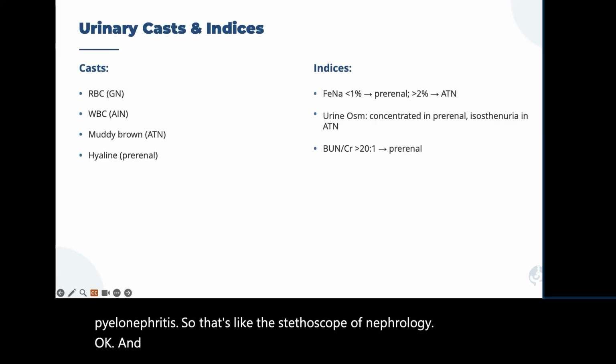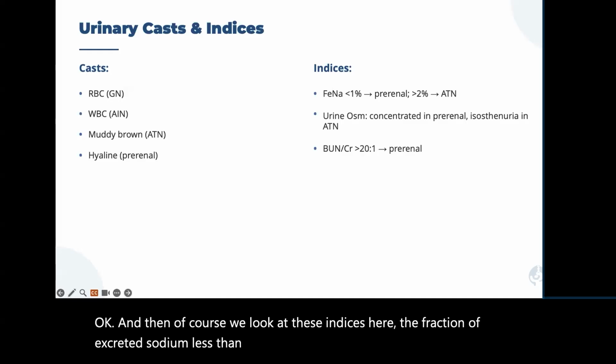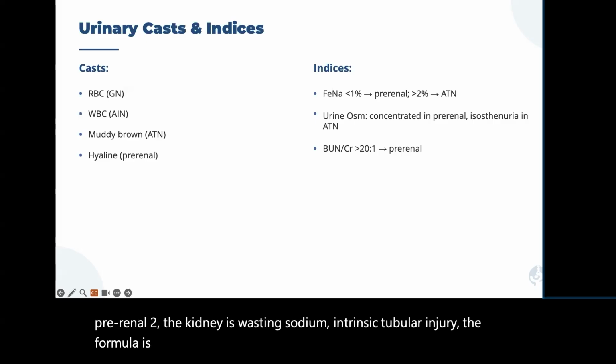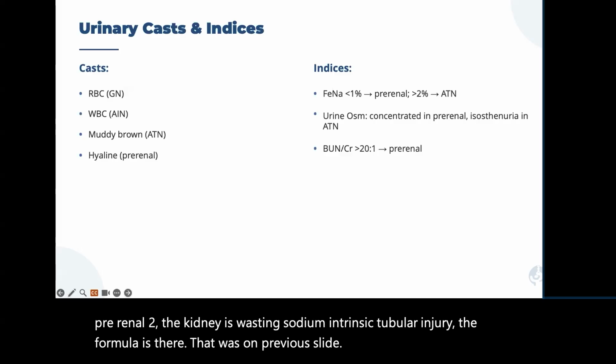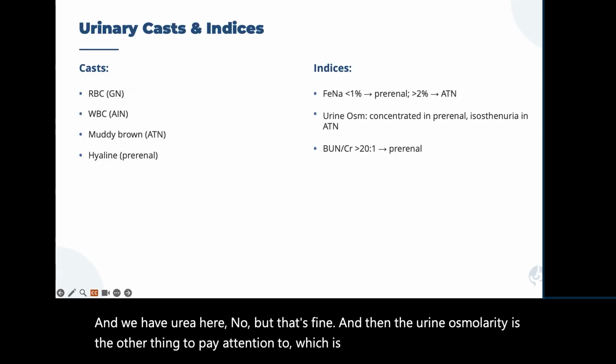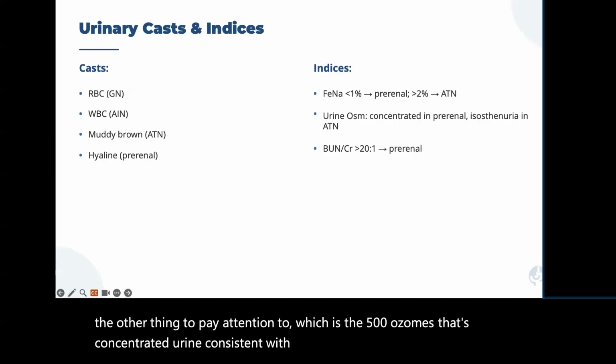And then, of course, we look at these indices here. The fraction of excreted sodium, less than 1. What's the kidney doing? Conserving sodium, prerenal. Greater than 2, the kidney is wasting sodium, intrinsic, tubular injury. The formula is there. That was on the previous slide. And we have urea here? No, but that's fine. And then the urine osmolality is the other thing to pay attention to. Over 500 osms, that's concentrated urine, consistent with prerenal.